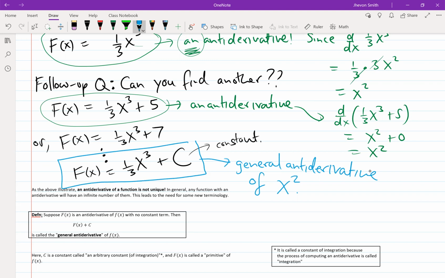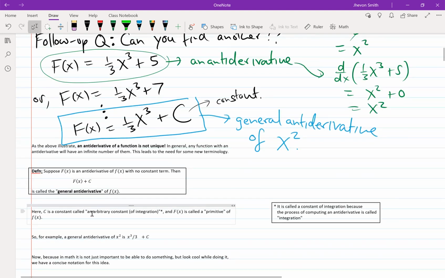Okay, because it's a plus c, it means that you can kind of substitute anyone here. And in fact, because you can substitute anyone for the c, it's kind of arbitrary, we shall say. The c is called the arbitrary constant of integration, right? And the big F in this general form, that's called the primitive. Now, you don't really need to know what the names are. It's just that if I mention these phrases, I want you to know what I'm talking about. By the way, it's called the constant of integration because the process of computing an antiderivative is called integration. So it's an arbitrary constant of integration in parentheses, okay?